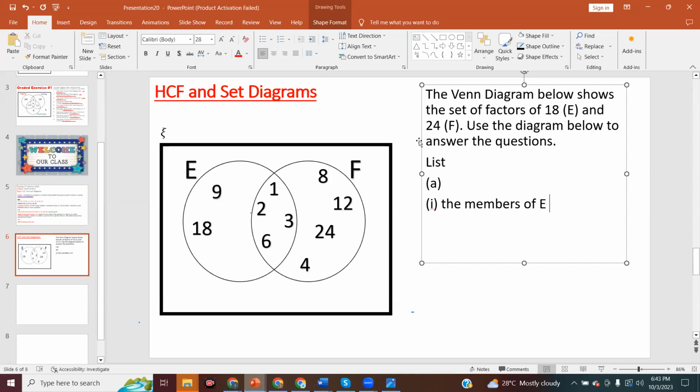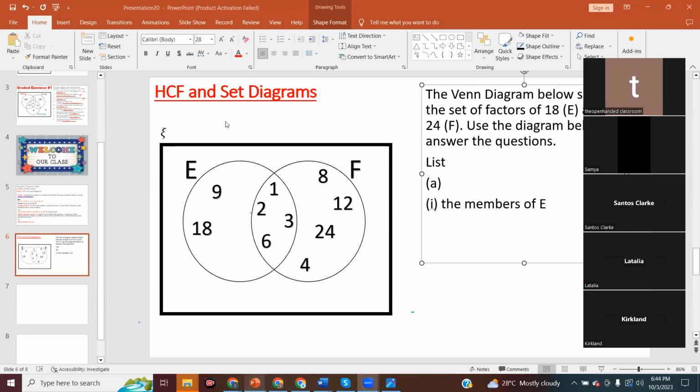So here we have the universal set. We have set E, we have set F. And it says the Venn diagram below shows the set of factors of 18, which is E, and the set of factors of 24, which is F. Use the Venn diagram below to answer the questions. The first thing I want is the members of E. So list the members of E, please.